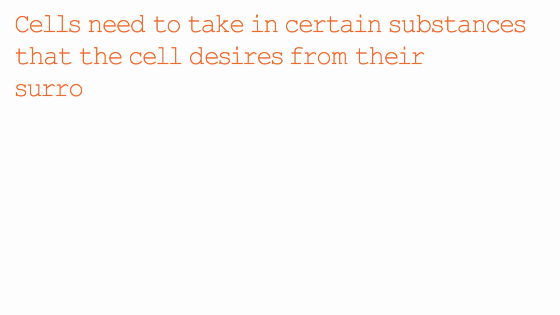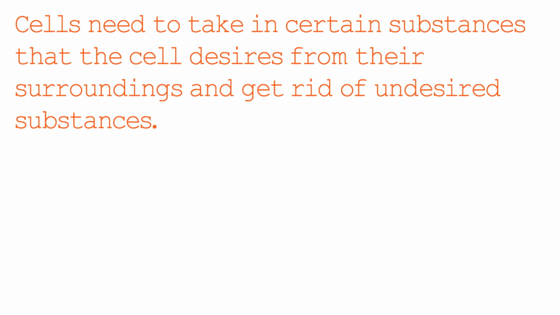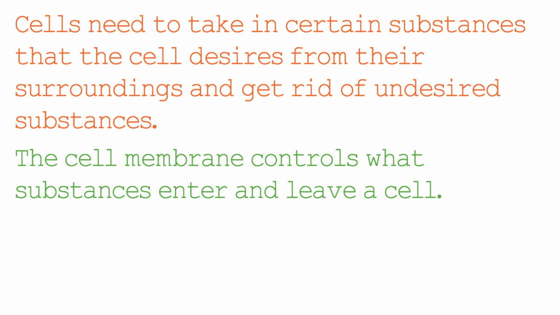Hi, in this video we're going to be looking at diffusion. Cells need to take in certain substances that a cell desires from their surroundings, and they need to get rid of undesired substances. The desired substances could be something like glucose and oxygen, and the undesired substances could be something like carbon dioxide. In addition to holding the cell together, the cell membrane controls what substances enter and leave a cell.